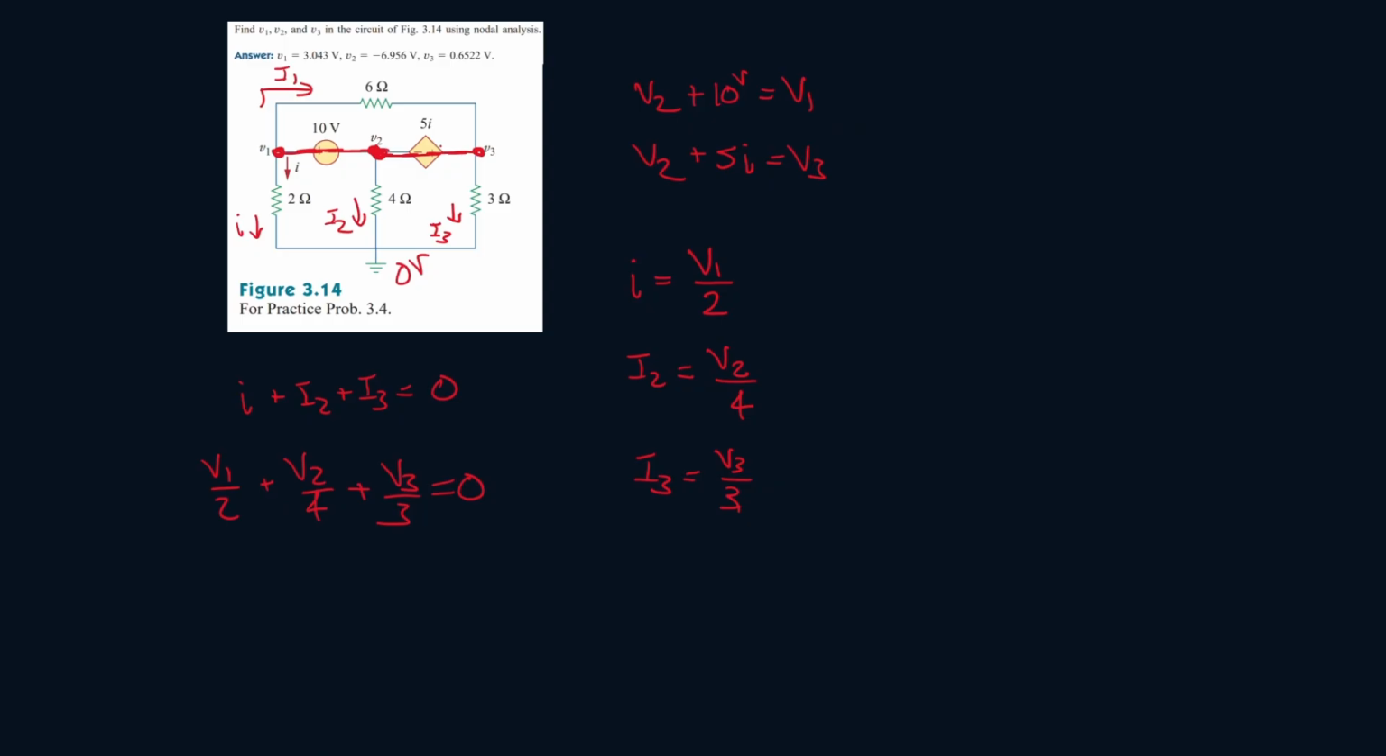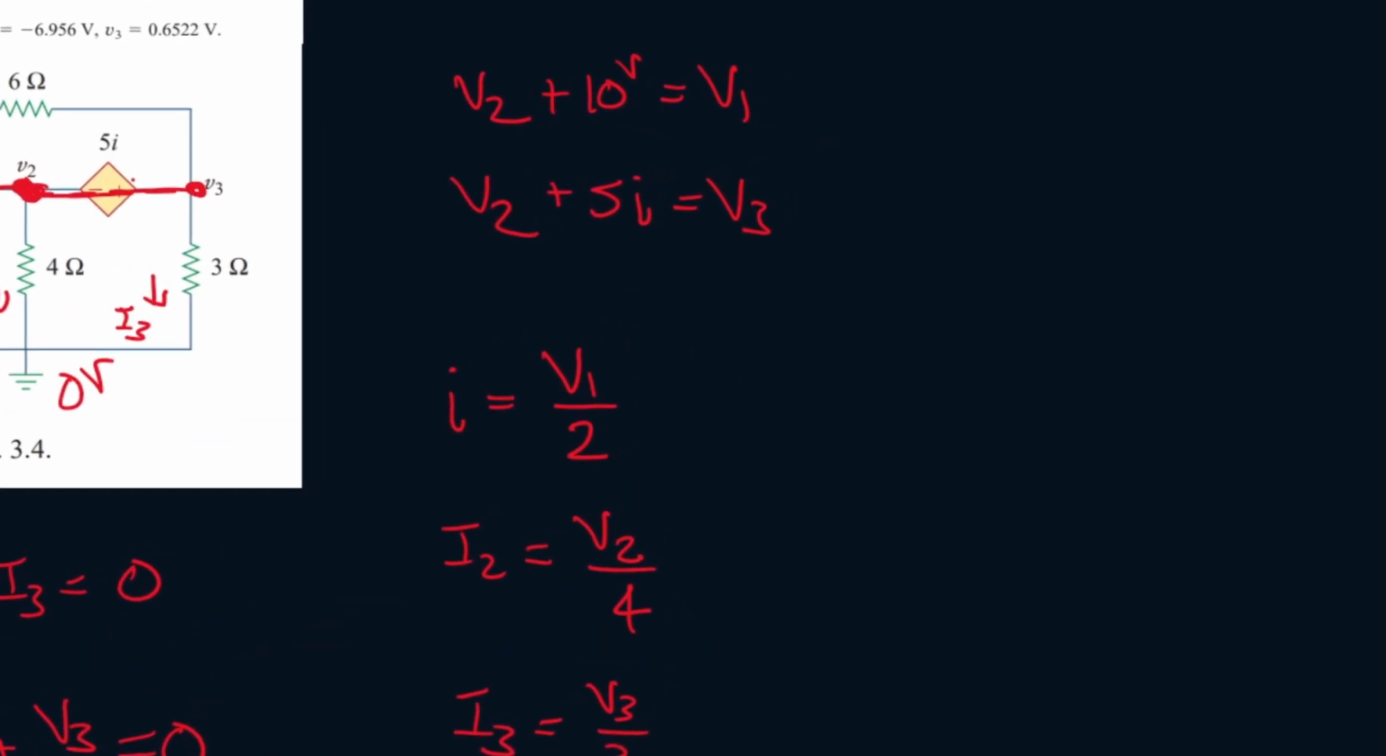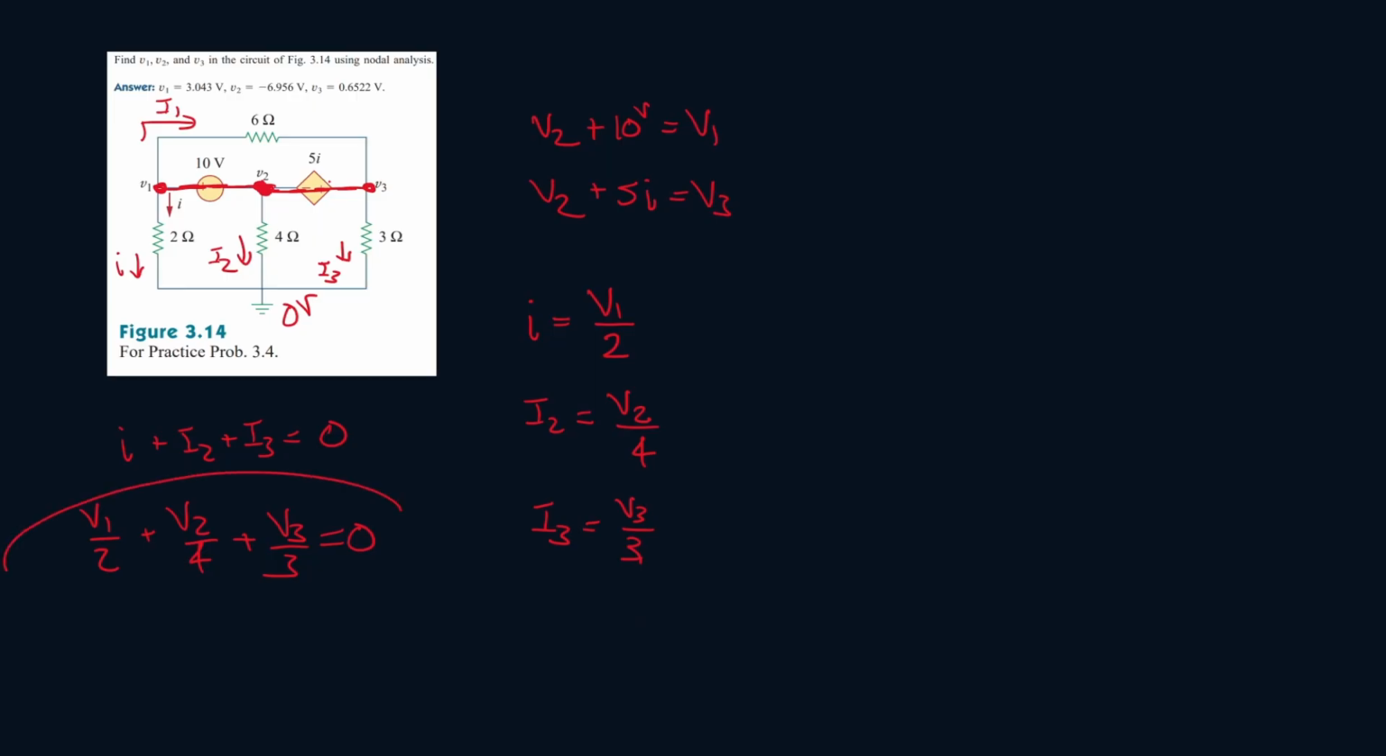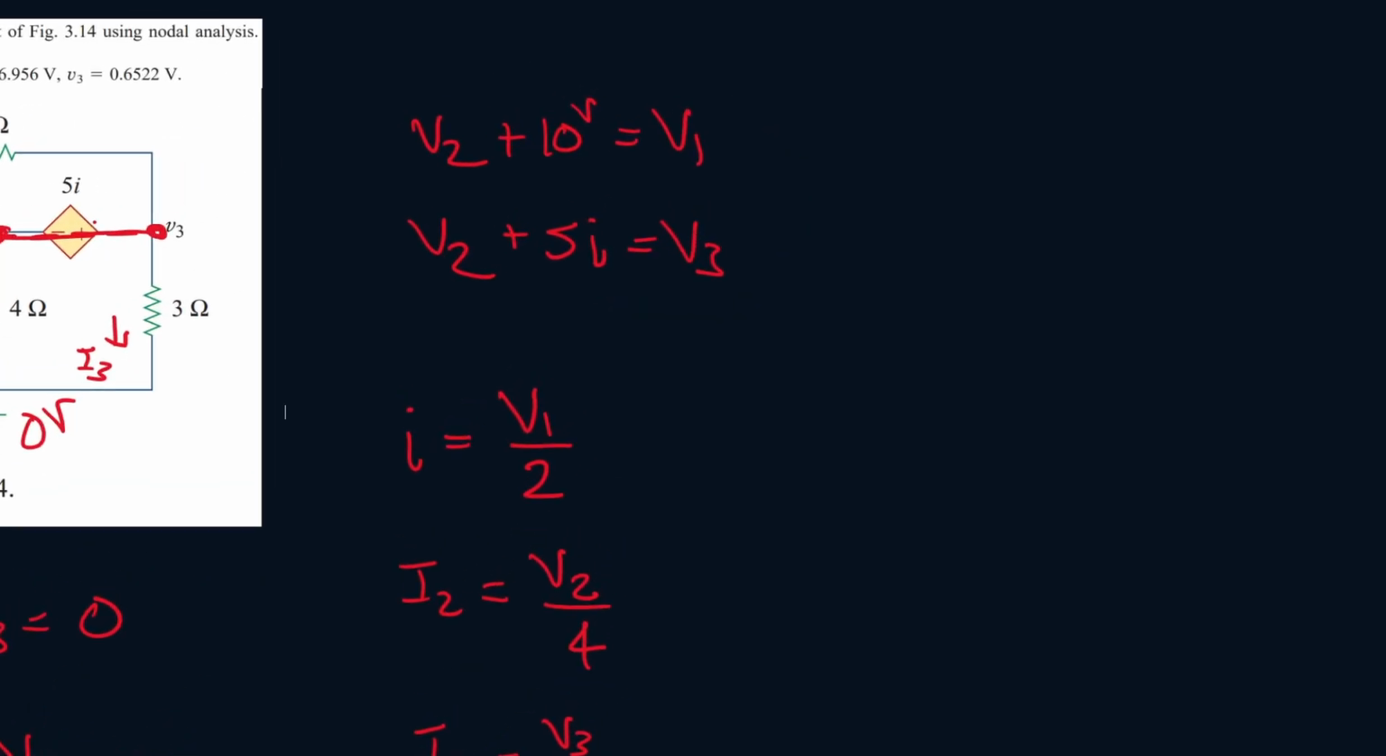Okay? Now, we have one equation with 3 unknowns, so that means we need 2 more, and we can get those 2 other equations from here. But first thing we see is we need to find a way to get rid of this I, or else we really can't solve it. But we see I is equal to V1 over 2. So it'll be V1 over 2 here. So it'll be 5 times V1 over 2, or 5 over 2 V1. Alright, so we got our 3 equations.